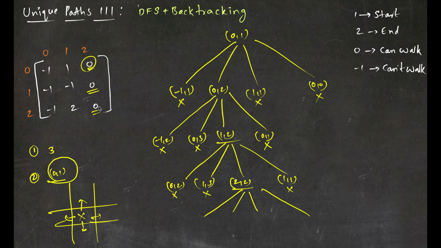So if I go up here, it's going to be 1, 2. If I go right, it's going to be 2, 3. If I go down, it's going to be 3, 2. If I go left, it's going to be 2, 1. So 1, 2, I have already visited this, so it is invalid. 2, 3 is going beyond my index, invalid. 3, 2, again it's going beyond my index, invalid. 2, 1 has value 2, so this is where I need to stop my path.